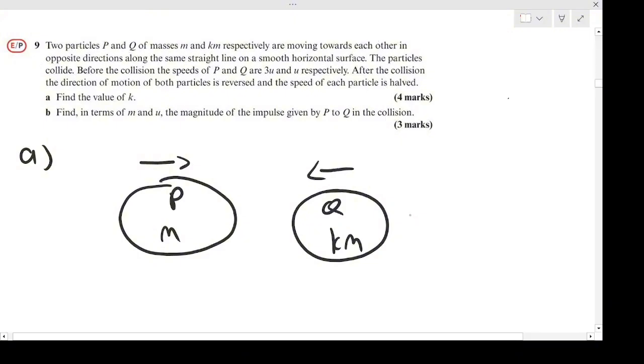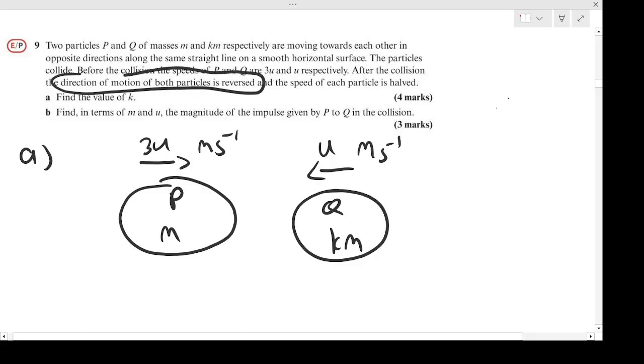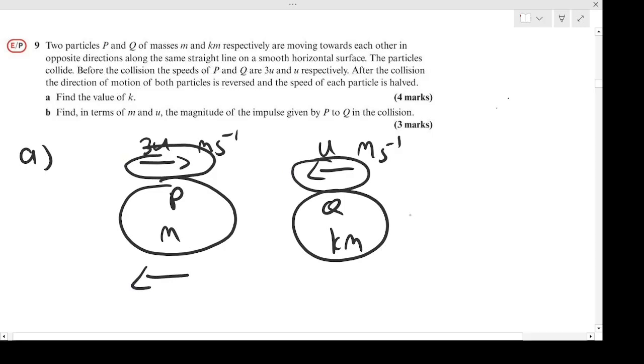Then I'm told before the collision, P has speed 3u and Q has speed u. Hopefully happy with that. Then I'm told after the collision, the direction of motion of both of them is reversed. So P originally is going forward, so it's going to reverse and go backwards instead. Likewise, Q is originally going backwards, so it's going to go forwards instead.